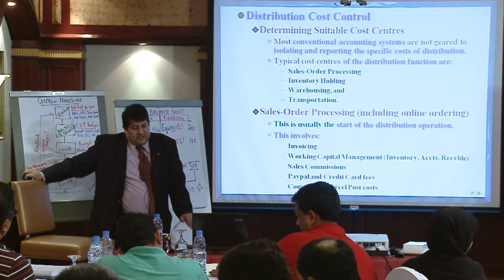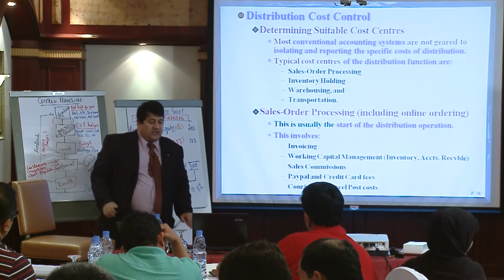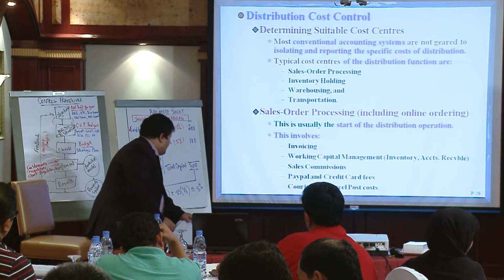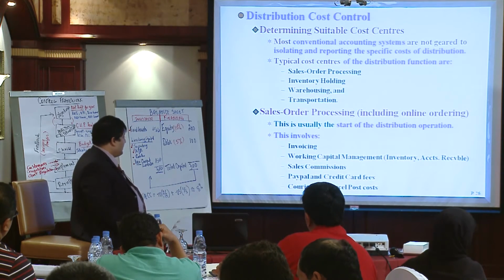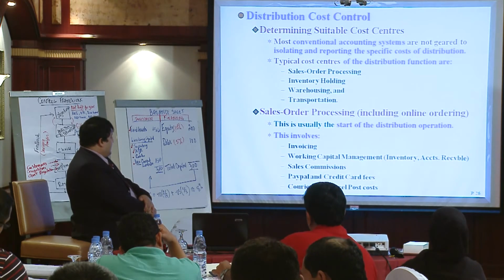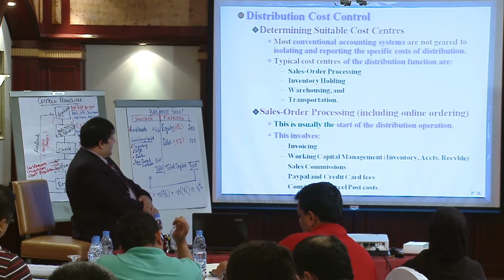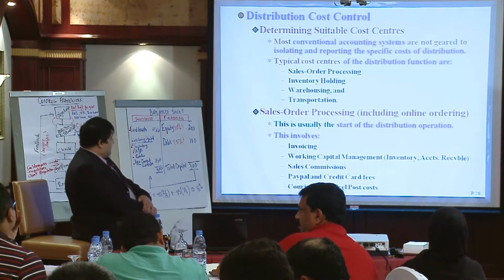So order processing, including online ordering, this is the start of the distribution operation, involves invoicing, working capital management, inventory, accounts receivable, sales commissions, PayPal and credit card fees, and courier and parcel post costs. All of that is part of our sales order processing.